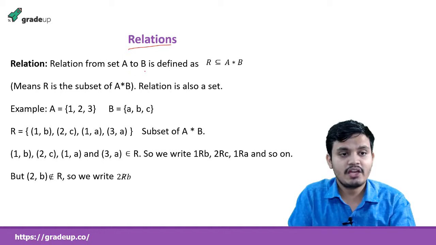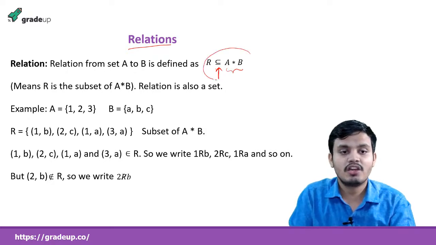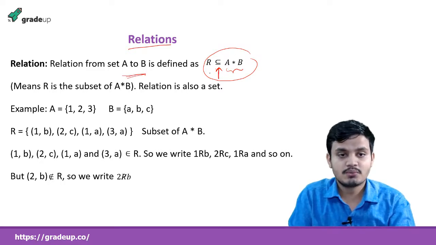A relation from set A to B is defined as R is a subset of A cross B. So any subset of A cross B will be a relation from set A to B. Any subset of A cross B will be a relation from A to B. Means R is a subset of A cross B, and a relation is also a set. That is important. Okay, a relation is also a set.